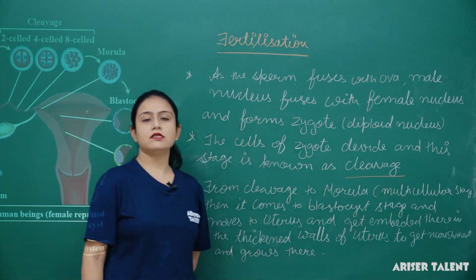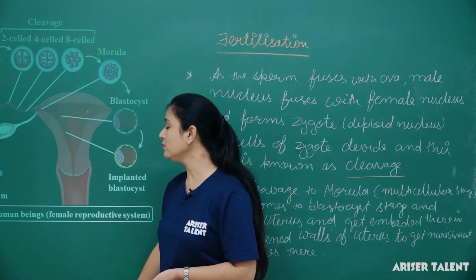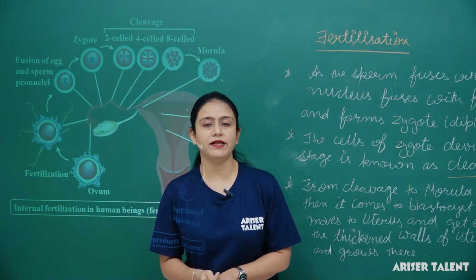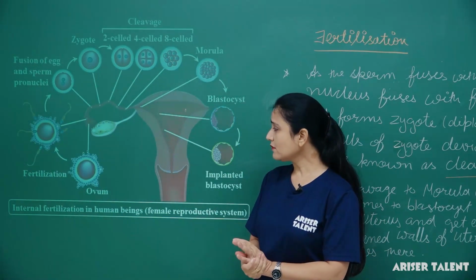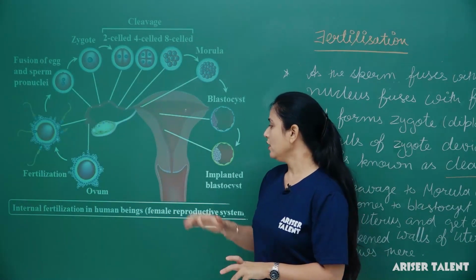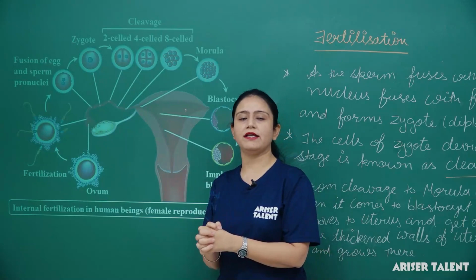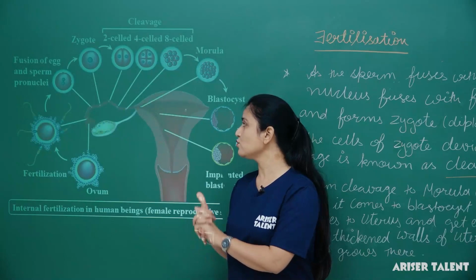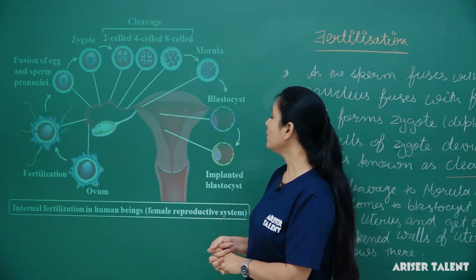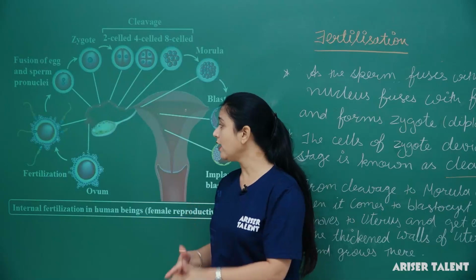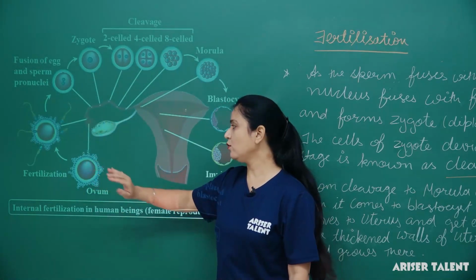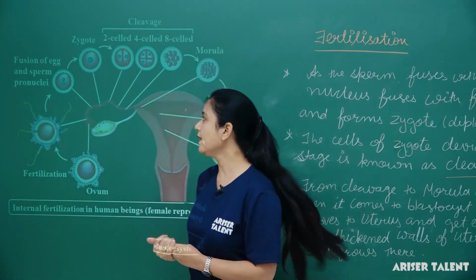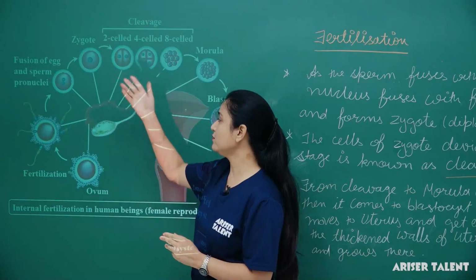Fine. So, this is all about fertilization, how fertilization takes place. As we know, in humans internal fertilization takes place, means everything happens inside the human body only. So, when the male inserts his penis in the female vagina, he releases sperms and these sperms reach the fallopian tube through the cervix. Okay, and there the fertilization takes place. When the male sperm and female ova come in contact, they fuse and form a diploid nucleus, and then they form the zygote.